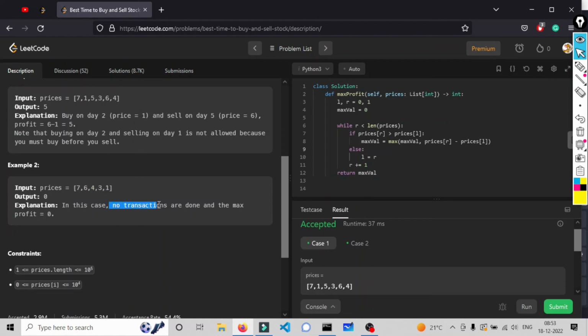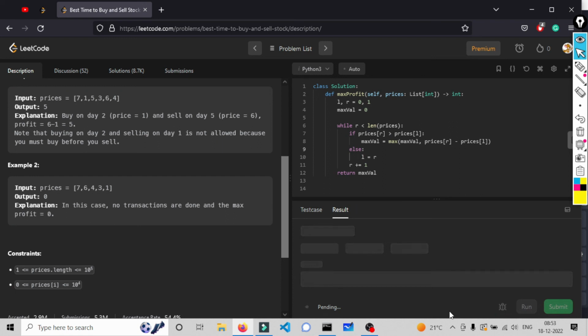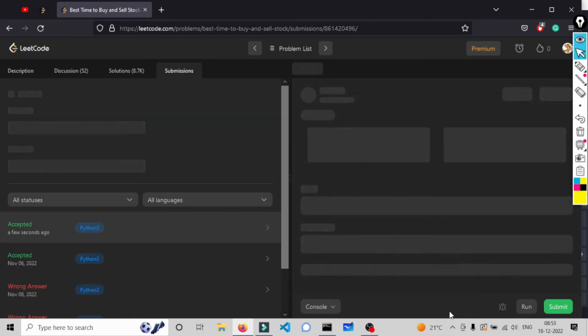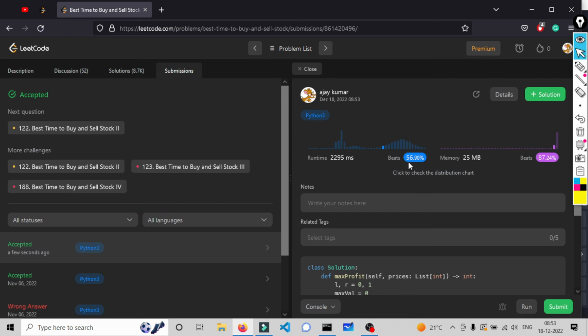Here, as you can see, it is saying that no transaction is done, because if you do any kind of transaction, you will end up at a loss. So it is better to not buy anything. So the maximum profit you will get is 0. So that is also working for this one. Now let me just submit this code. Okay, as you can see, this is working fine as expected. This beats 56% of the code submitted on Leetcode.